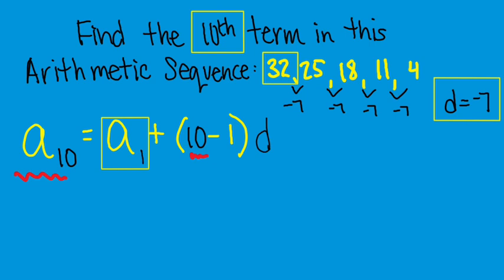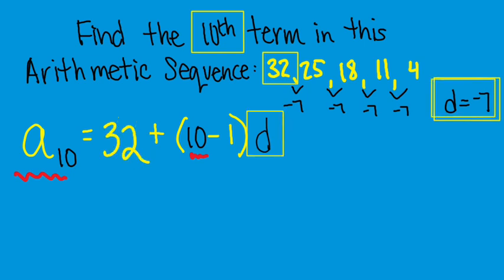And I already know what the first term value is, 32, so I can replace that. And I know what the common difference is. It's negative 7, so I can replace that. And now I only have one variable to solve for, and that's a to the 10th step, so I can solve for it, right?